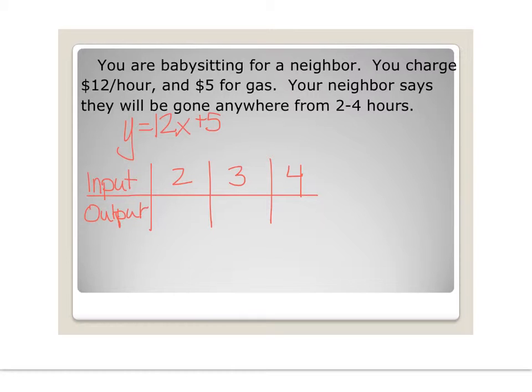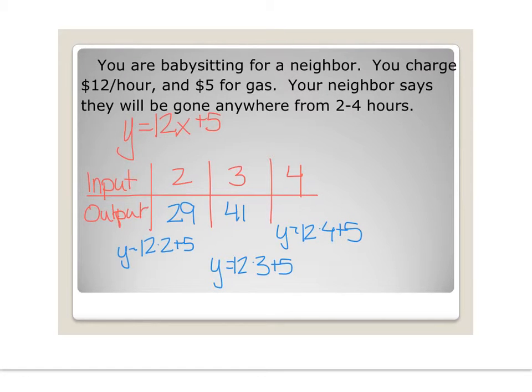Well, let's plug in our input and find our output. 12 times 2 plus 5 is 29. 12 times 3 plus 5 is 41. And 12 times 4 plus 5 is 53. So now we've completed our input table. So now I know no matter how long they're gone, I know how much I would make.